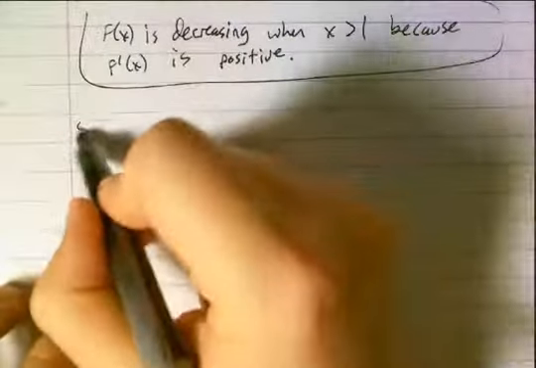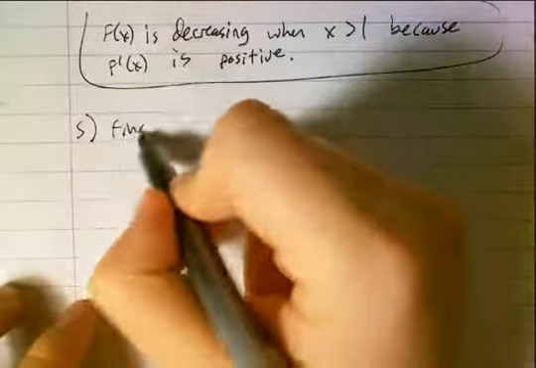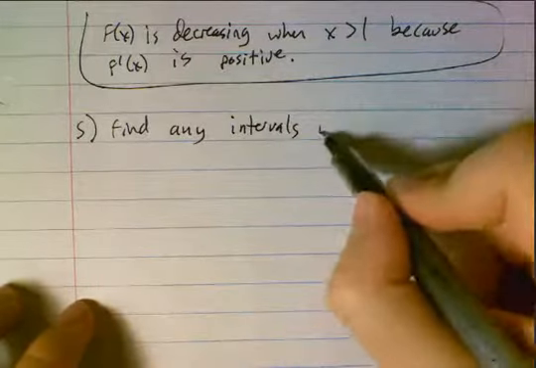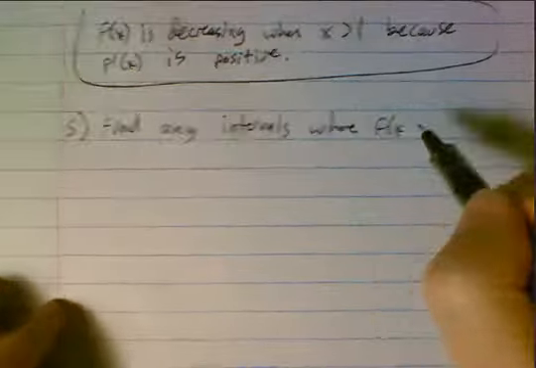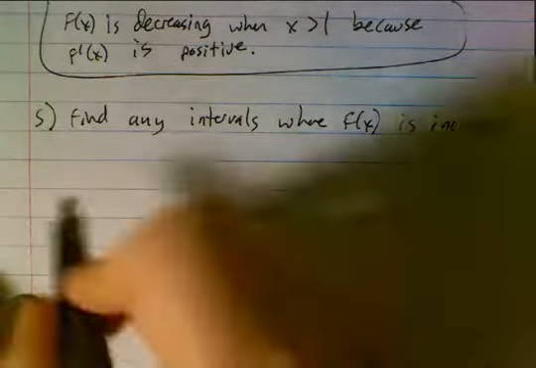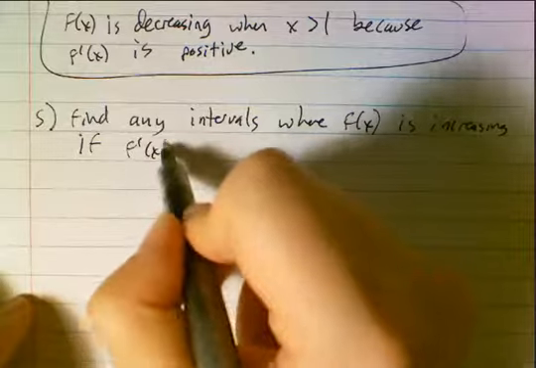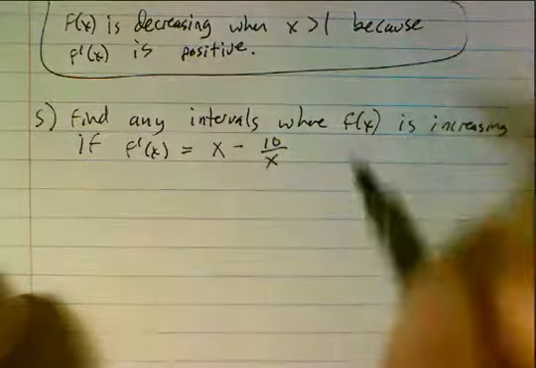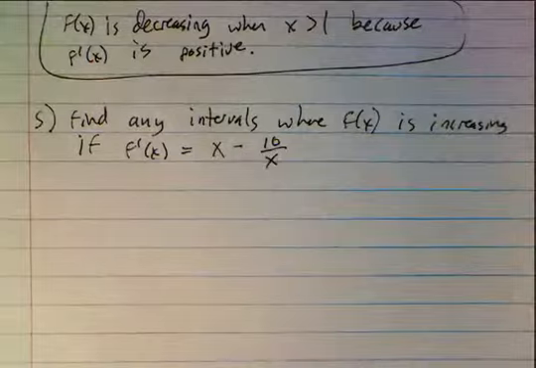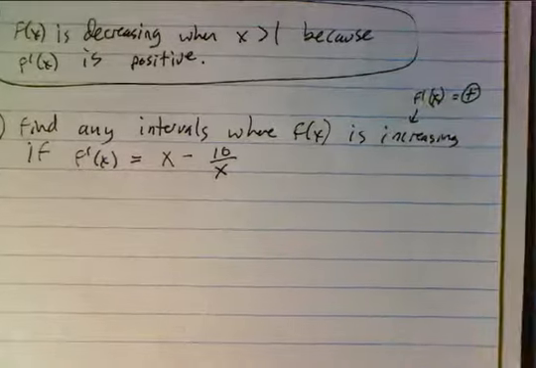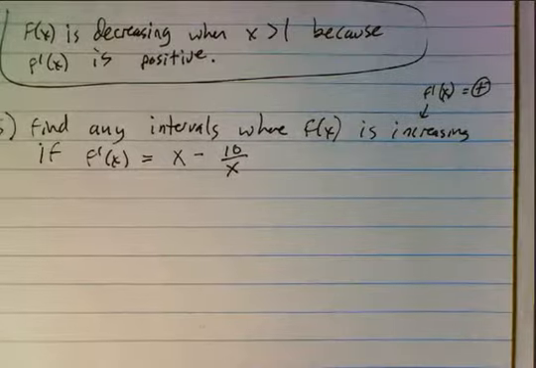For our second to last problem, let's find any intervals where f of x is increasing if f prime of x equals x minus 10 over x. Now, increasing means f prime is positive. So we already have f prime of x, so that's good to go. Now we just need to do our sign chart.